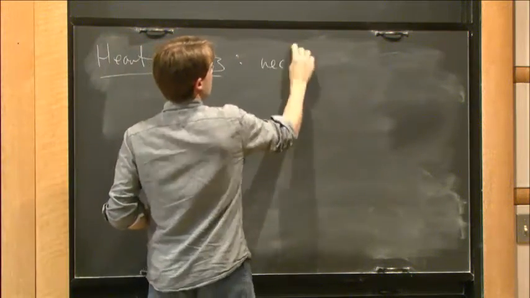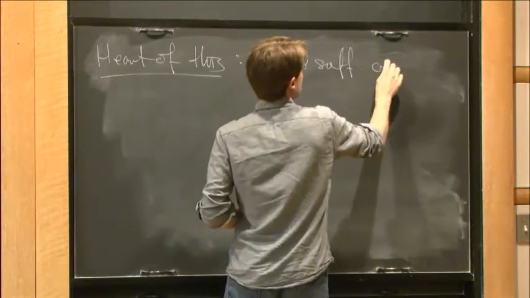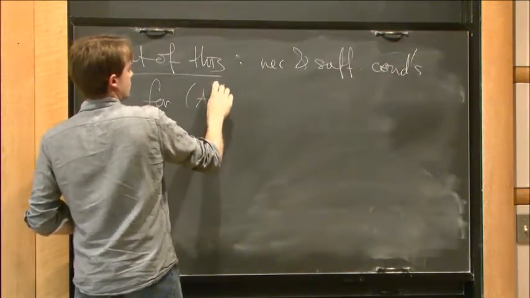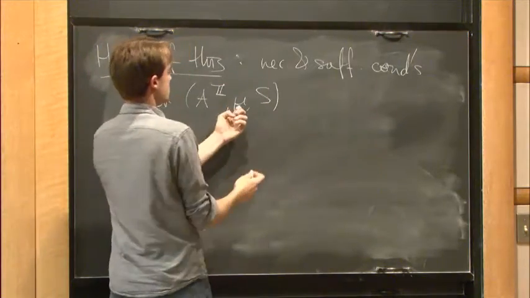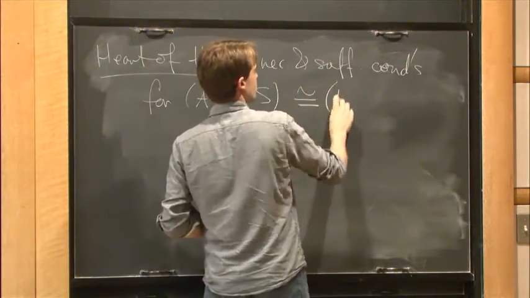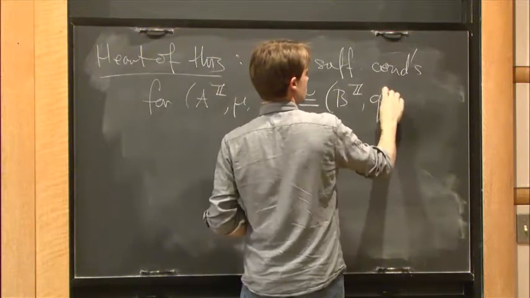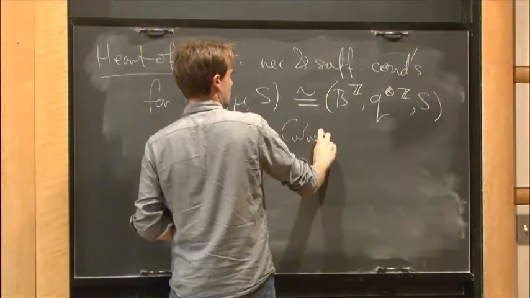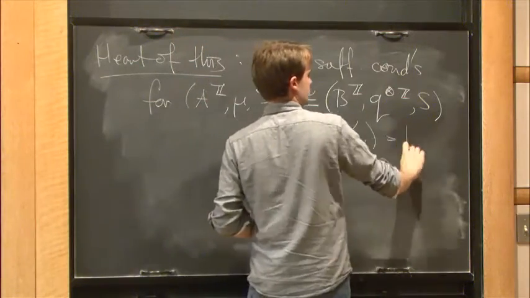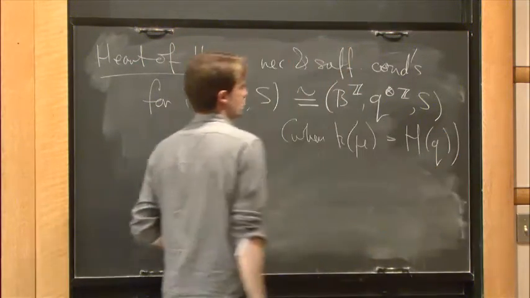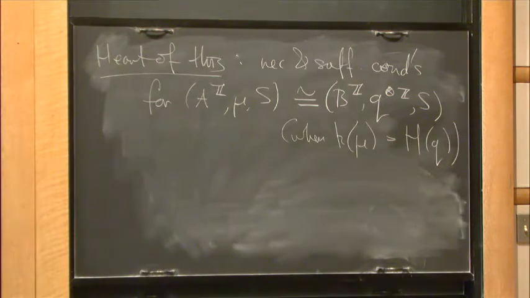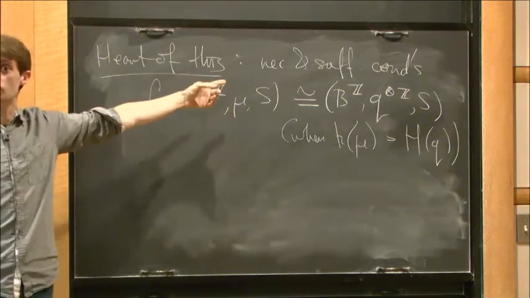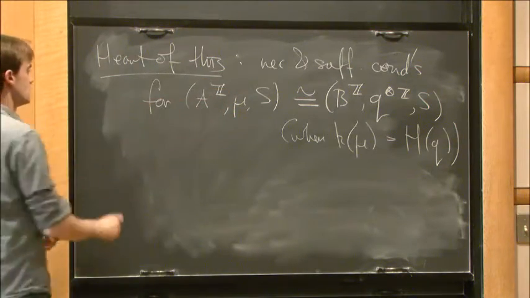So the heart of this is necessary and sufficient conditions for some arbitrary shift-invariant system, a shift-invariant measure on A to the Z, to be isomorphic to a Bernoulli shift of the same entropy. So when the entropy rate on the left equals the Shannon entropy on the right. And actually, at this point in the story, there's not just one, but several necessary and sufficient conditions that are known. And I want to tell you again the geometric one.